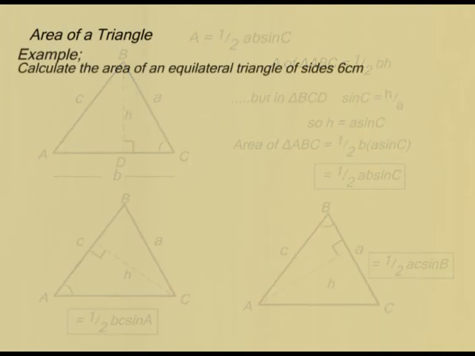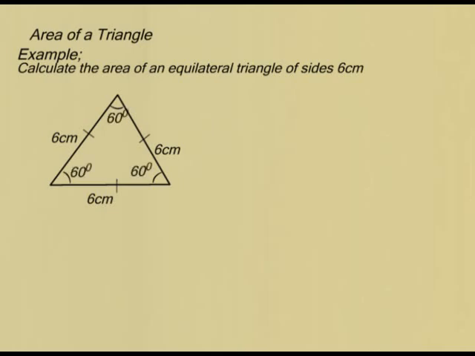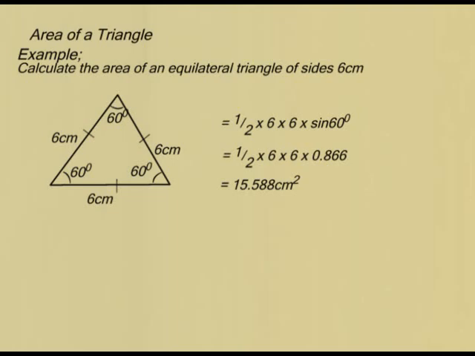For example, calculate the area of an equilateral triangle of side 6 centimeters. Now, this is the triangle. Because it is equilateral, all angles are equal and are 60 degrees. And so we have a half times 6 times 6 times sine 60. Notice 60 degrees is the angle enclosed by the two sides measuring 6 centimeters each. So we have a half times 6 times 6 times 0.866. That gives us 15.588 centimeters squared.